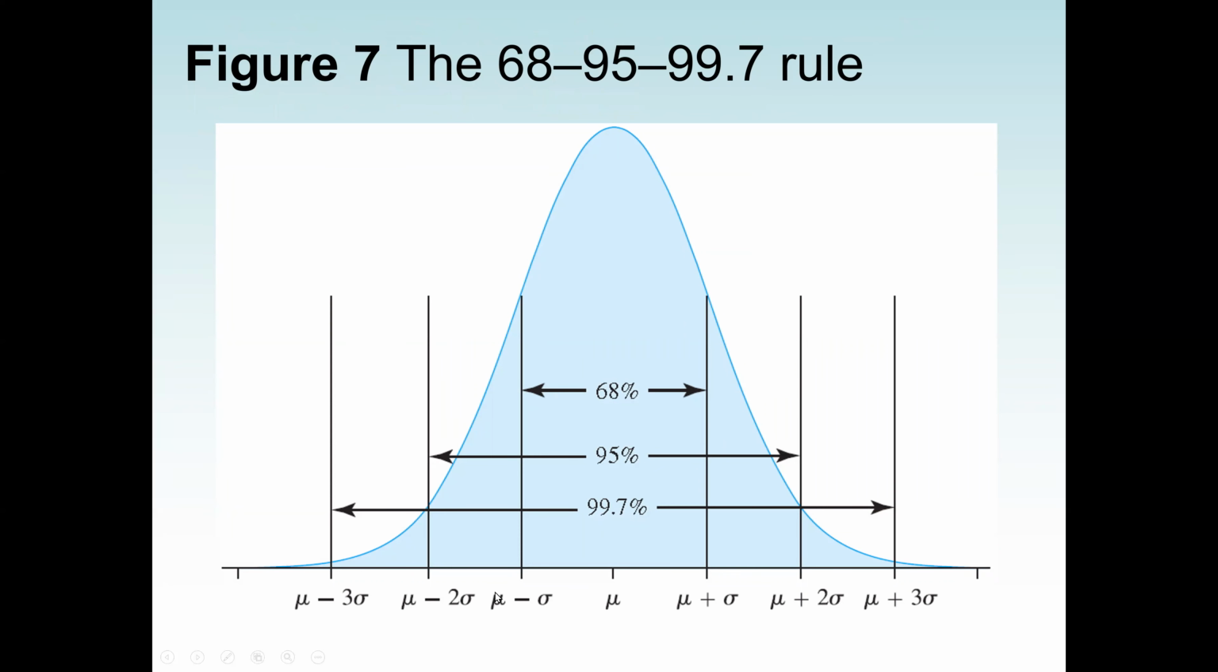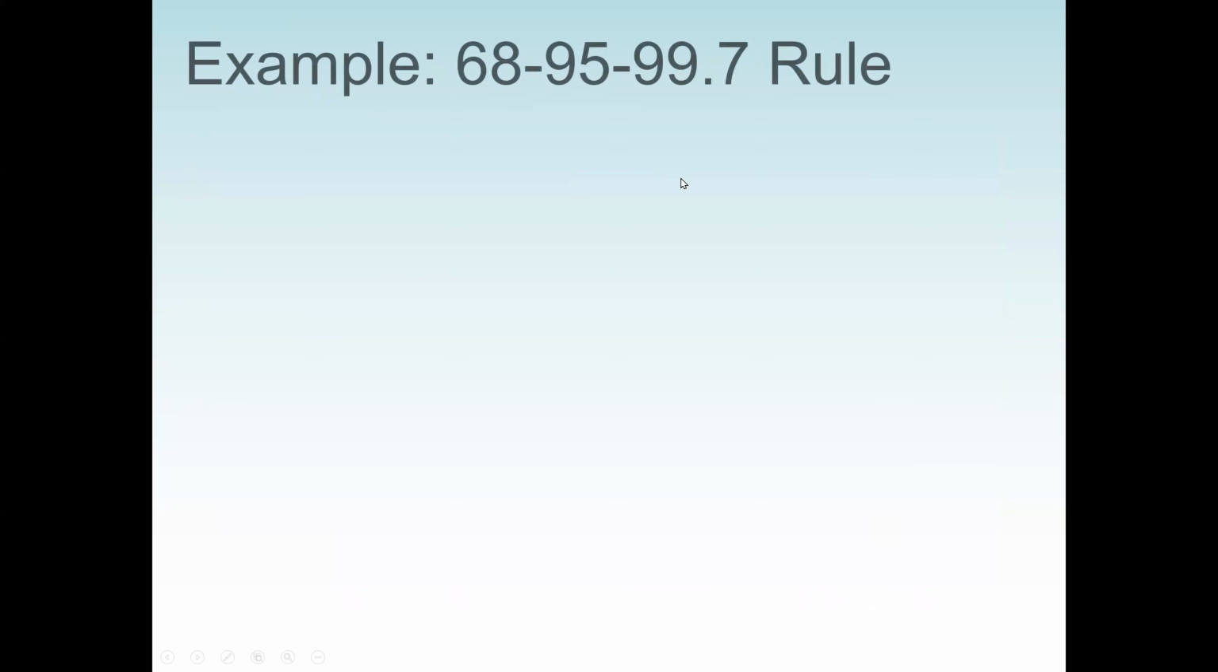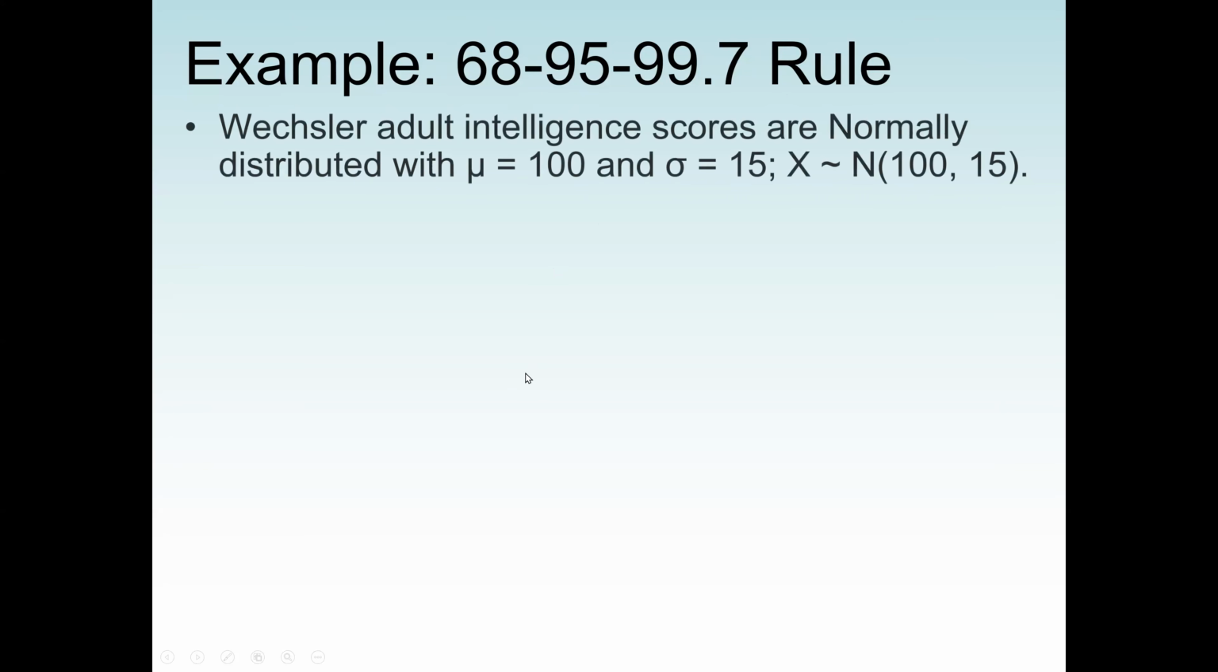So here we can see from mu minus one standard deviation to mu plus one standard deviation, the distribution is 68%. Now mu minus 2 standard deviations to mu plus 2 standard deviations, the distribution is 95%. From mu minus 3 standard deviations to mu plus 3 standard deviations, the distribution is 99.7%. And we call this the 68, 95, and 99.7 rule. So here we have an example.